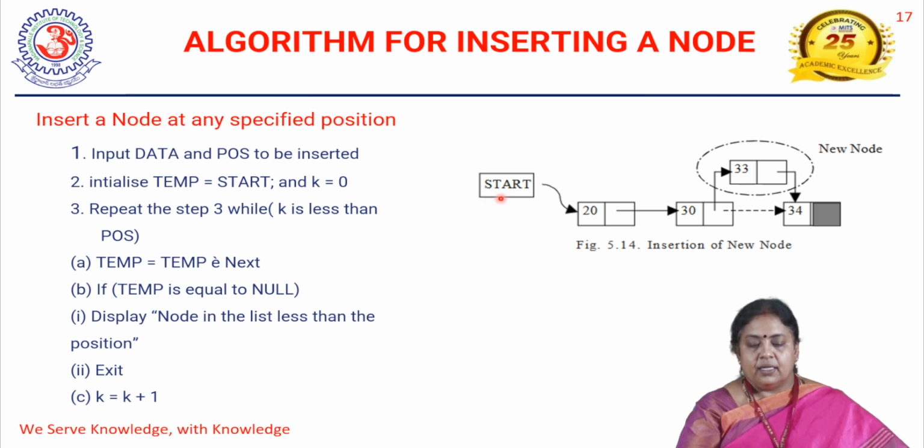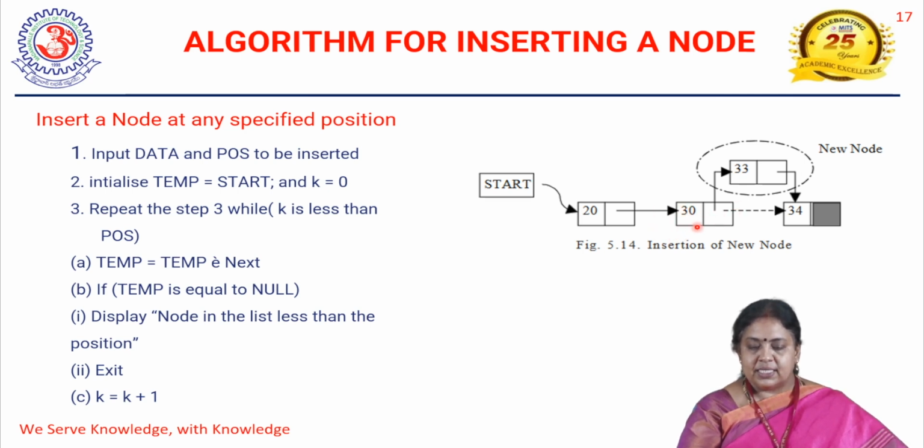Okay. Then this is a temp. Okay. Then temp equal temp of next. The temp of next contains the address of this node. So temp automatically comes here. Like that, we have to move until we are getting the specified location.